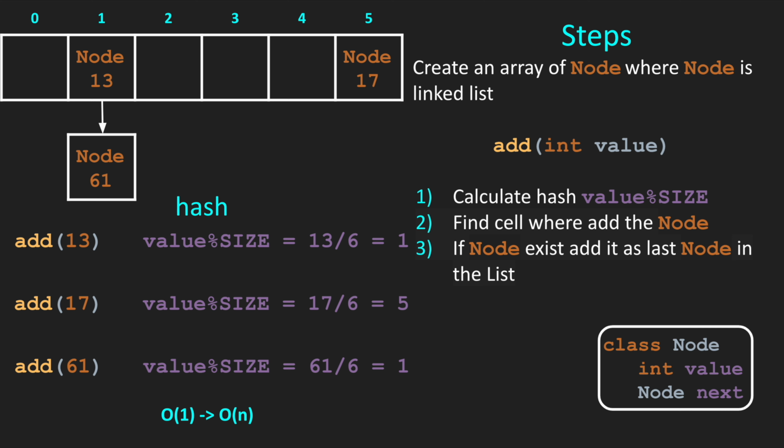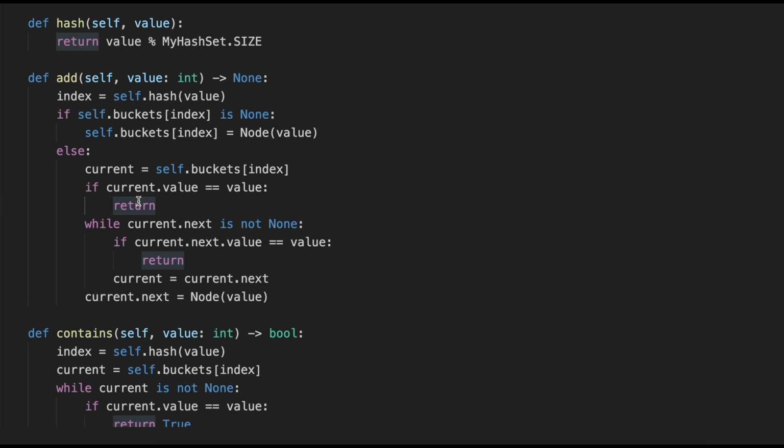And we are checking that index. If that index in buckets is empty, so we haven't added any value there, then we create a new node with the value and add it to that bucket, to that index. If it's not, if there is already a node, which means that there is a collision, then we take that node and compare its value with our current value. If they are equal, then we return.